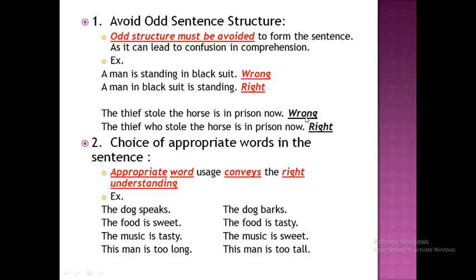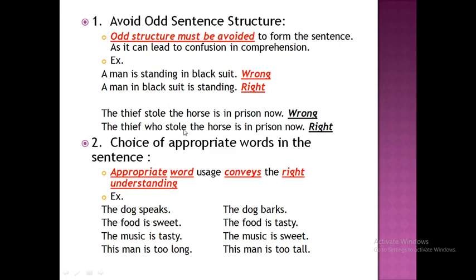So this is wrong. This is called odd structure. So the right structure of the same sentence is, the thief who stole the horse is in prison, and this is the right structure of the sentence. I think this is very much clear to every one of you.